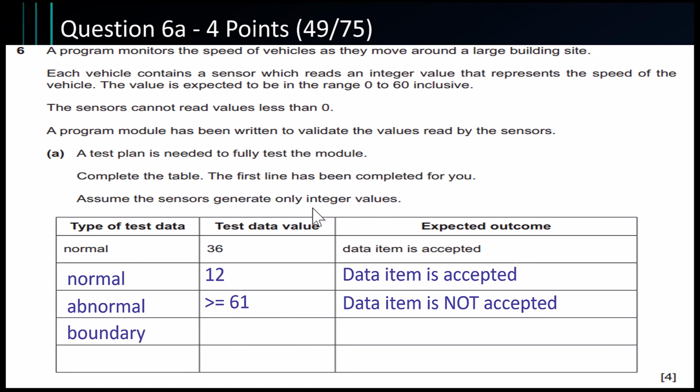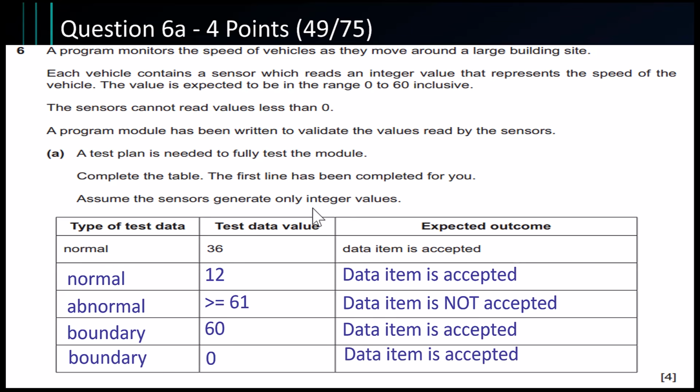Then we have boundary test data, and I have 2 boundaries. The first one's 60. Should it accept 60? Yes, it should, because it's 0 to 60 inclusive. And when you test the boundary, you want to test the upper boundary and also the lower boundary, so we want to test 0 and 60. Data item is accepted. For abnormal, do you have to do 61? No, you can put in any value you want that is greater than the maximum, but Cambridge usually focuses on one just right above the boundary.